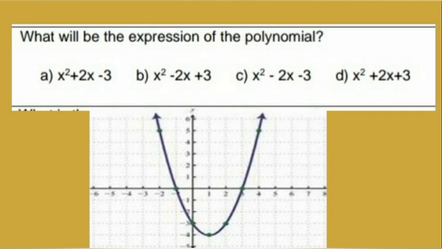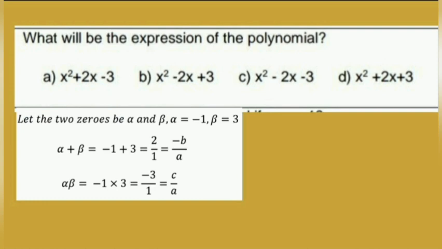So let us see that the 2 zeros for the polynomial that we are supposed to find, that is ax square plus bx plus c, are minus 1 and 3, as we had seen in the last question. We know the sum of zeros, alpha plus beta, is equal to minus b upon a. Here it is minus 1 plus 3, which is equal to 2, and which is the same as minus b upon a. Also, the product of zeros, alpha into beta, is minus 1 into 3, which is minus 3, and it is equal to c upon a.